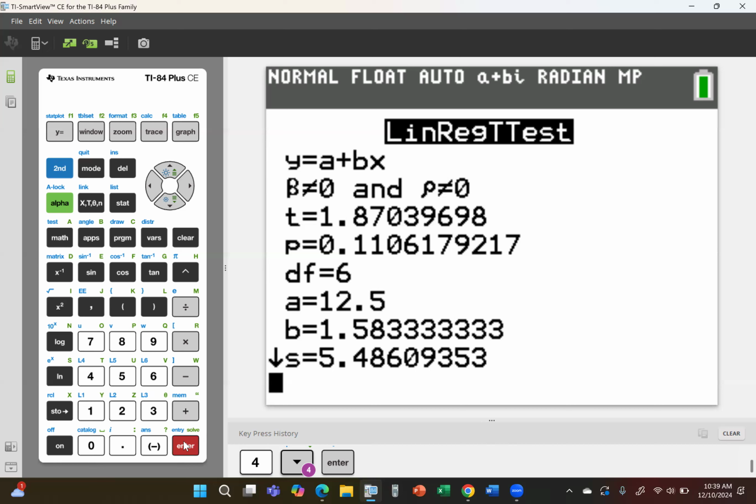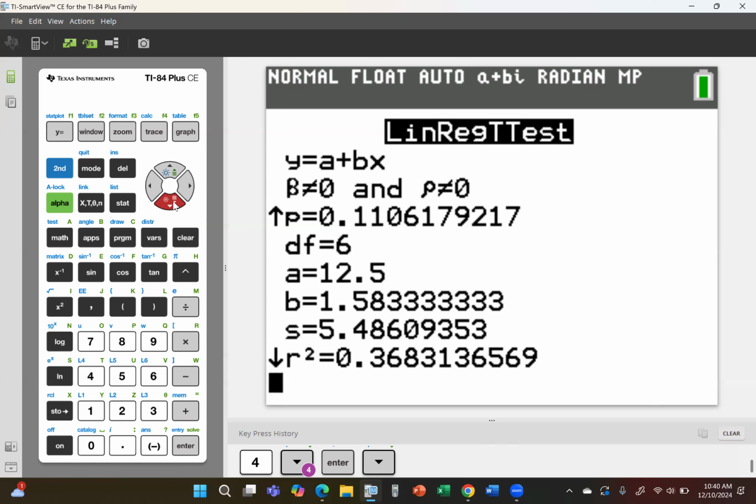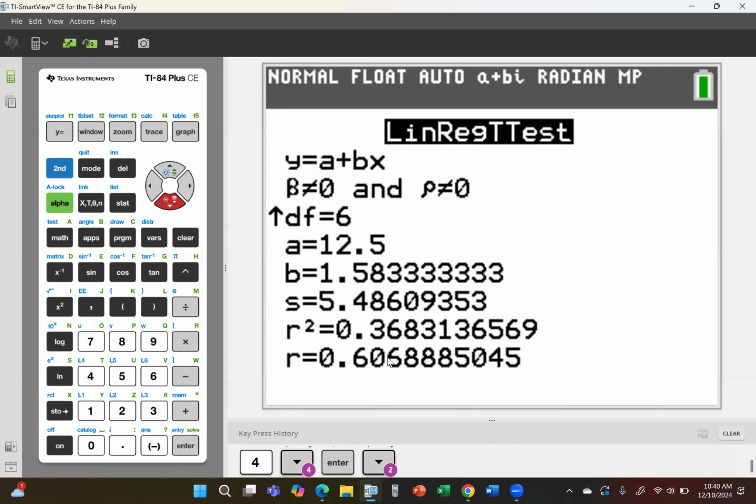So the t-test statistic, which we are not going to actually input, but it's 1.870 in case you're interested. The p-value, we are interested in that, correct? And it's 0.1106. And what else are we interested in? We're interested in R, are we not? We're interested in the correlation coefficient. So R is what? 0.6069, because it tells me to round it off to 4 decimal places.